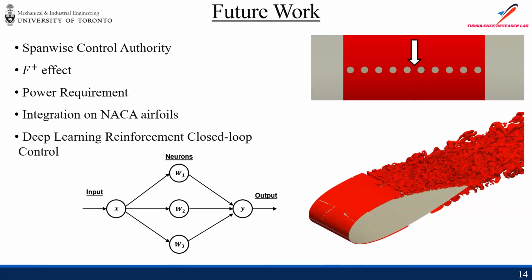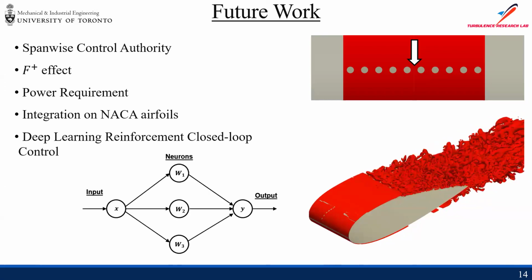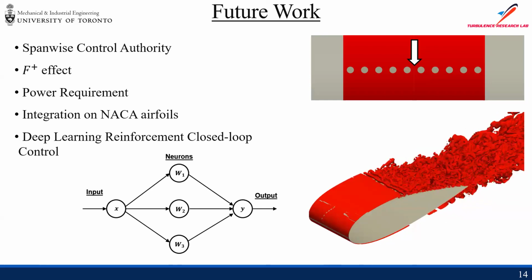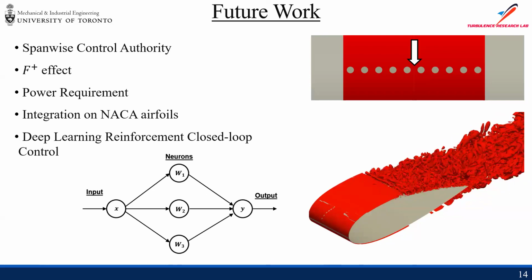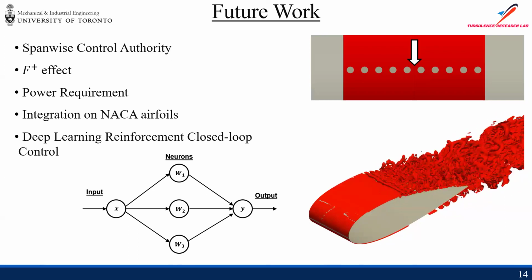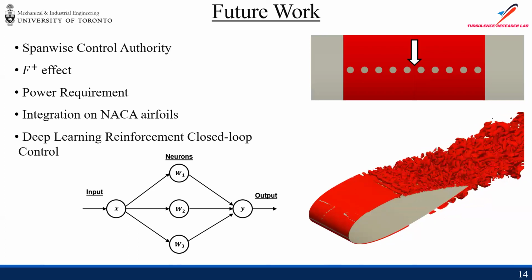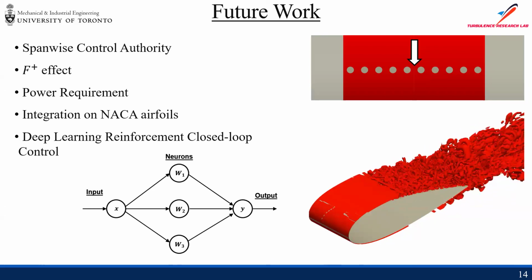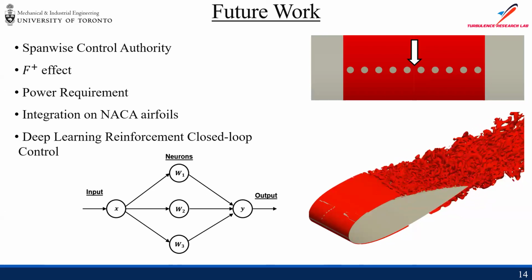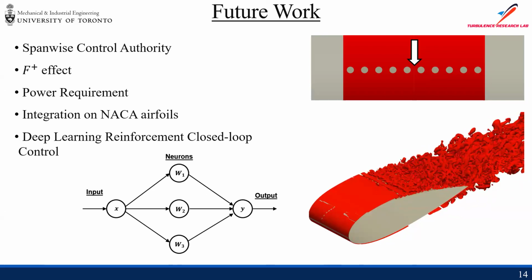And then finally, when the computational cost allows for it, I think we can also do deep learning reinforcement agent training on a closed loop control scheme. But I think the code would probably have to be somewhere between 100 to maybe 100,000 times faster to achieve that, at least 100 times.